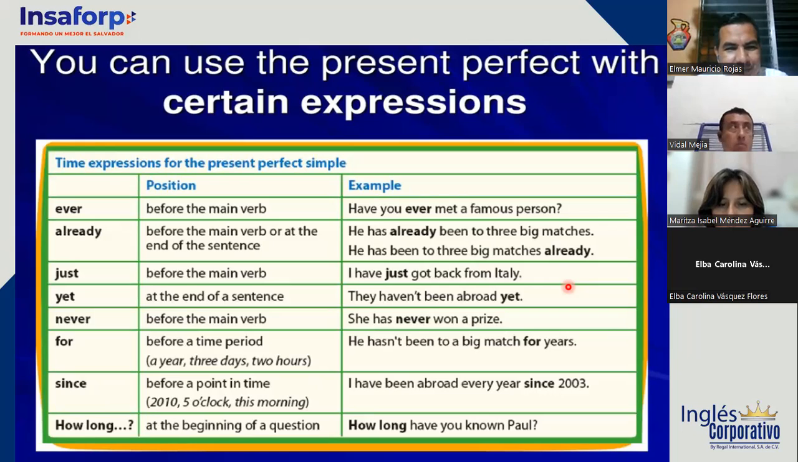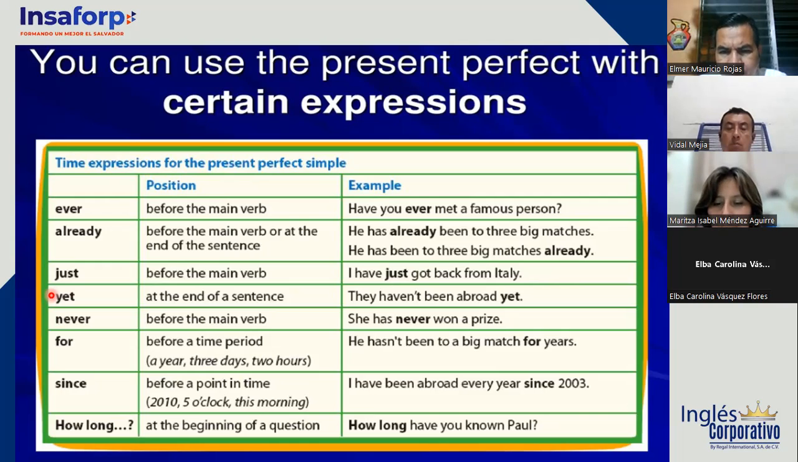Well, I hope so. So let's go with the next one. Maritza, can you please go ahead and help me with the next one? Okay, yet, positions at the end of a sentence. Example: They haven't been abroad yet.